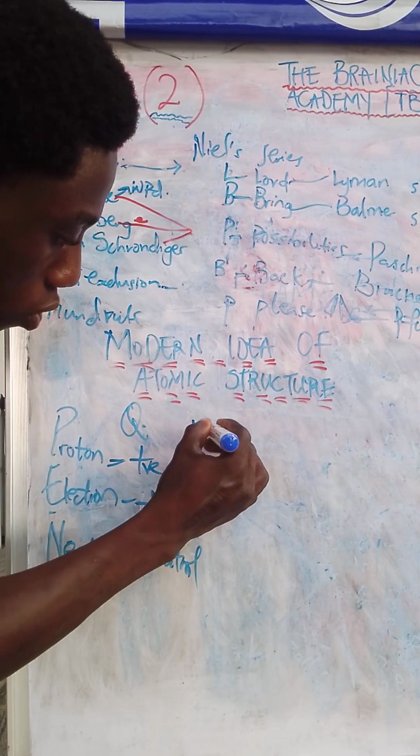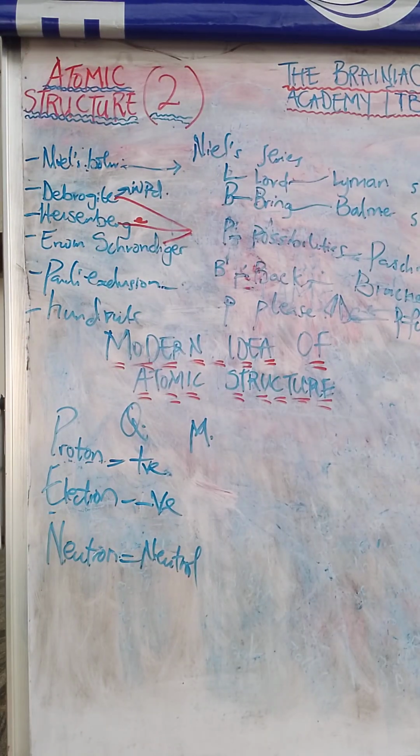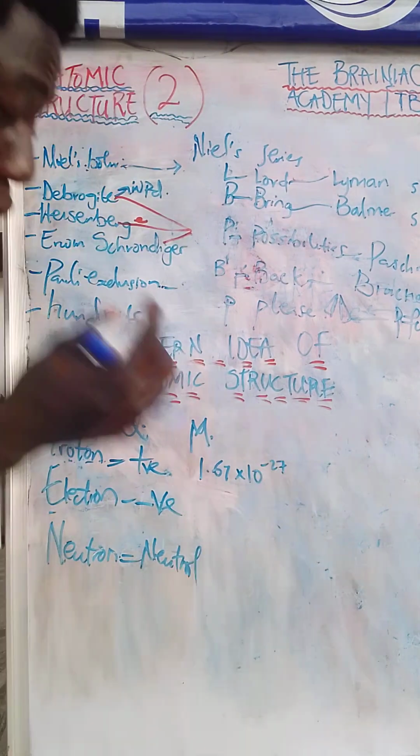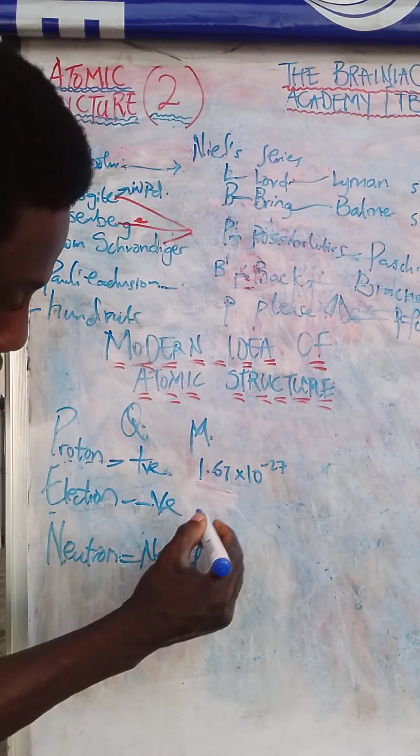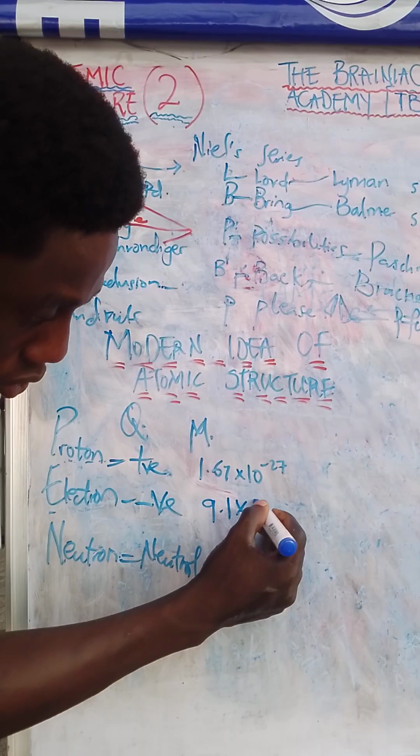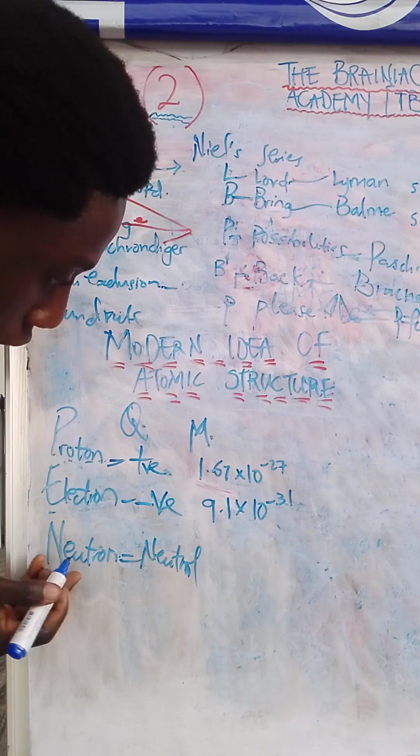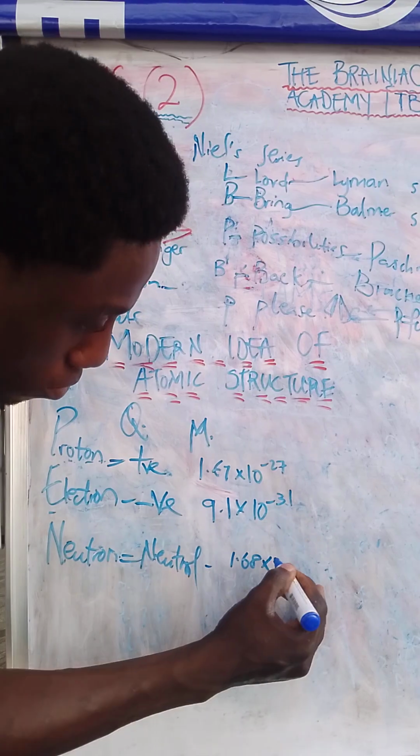Then your mass. What will be the mass of proton? That's 1.67 exponential minus 27. Please take note of all these things, especially post UTME. If you're going to be writing post UTME soon, they might not give you these, you just assume that you know them already. Then the mass of an electron is 9.1 exponential minus 31. I've been repeating all these constants, please know them. Then that of neutron will be 1.68, same exponential.